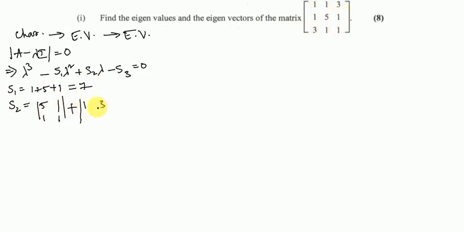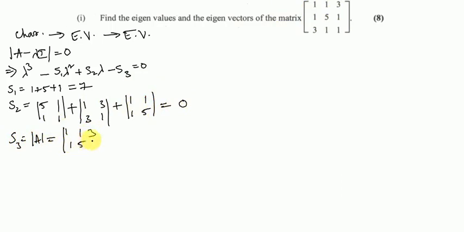I already discussed these concepts in my previous videos. Plus the last element is 1. The minor is the determinant of 1 1 1 5. If you calculate these, you will get 0. So S2 is 0, and S3 is the determinant of A, that is 1 1 3, 1 5 1, 3 1 1. The determinant of A is minus 46.